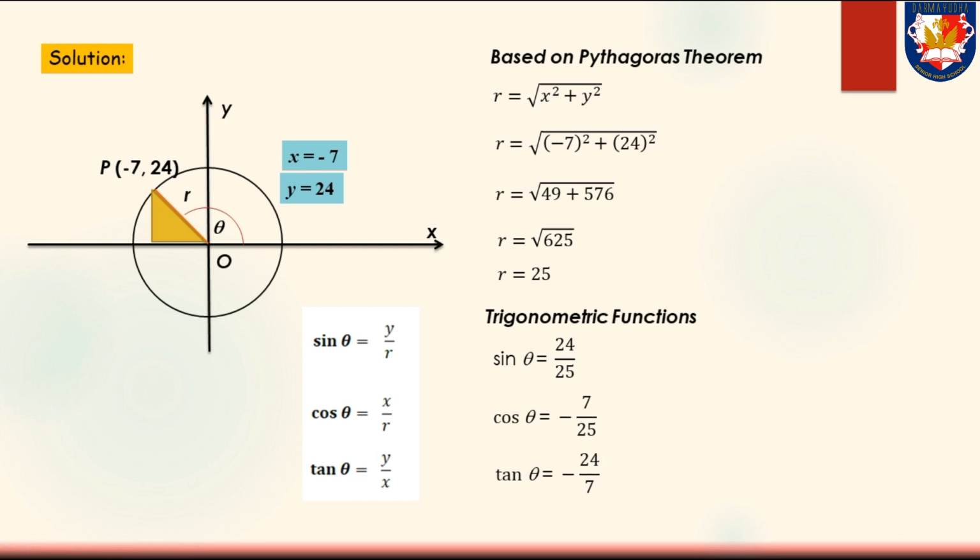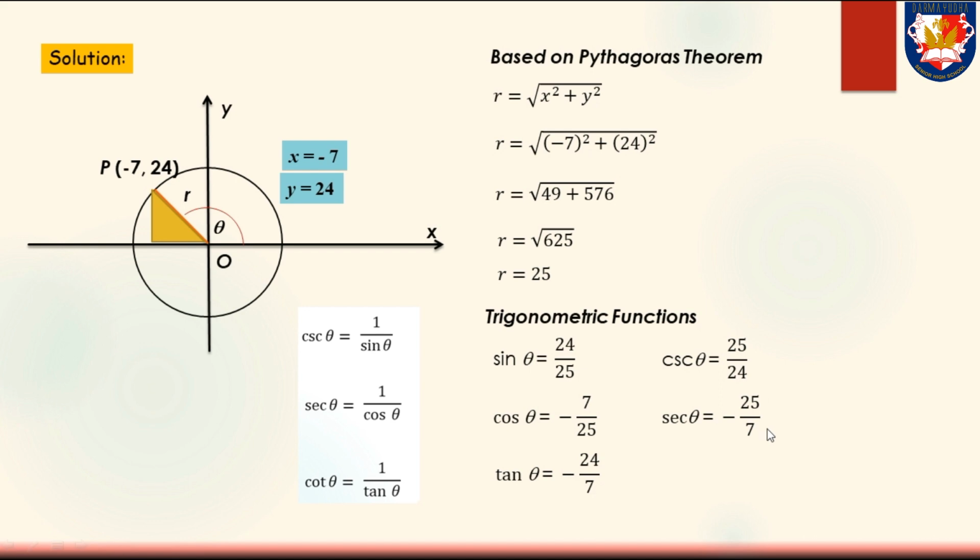Directly, we have the reciprocal functions: cosecant theta, secant theta, and cotangent theta. Cosecant theta equals 25 over 24. Secant theta equals negative 25 over 7. Cotangent theta equals negative 7 over 24.